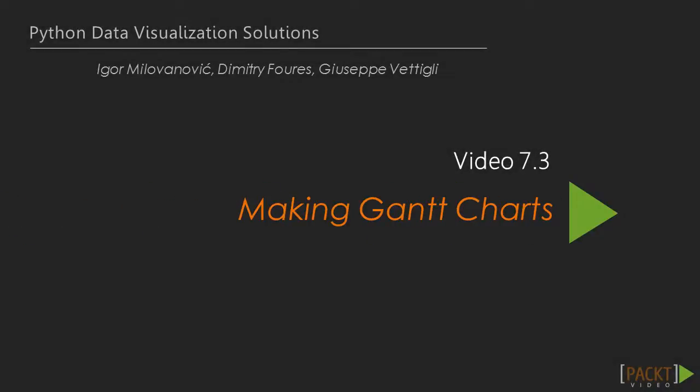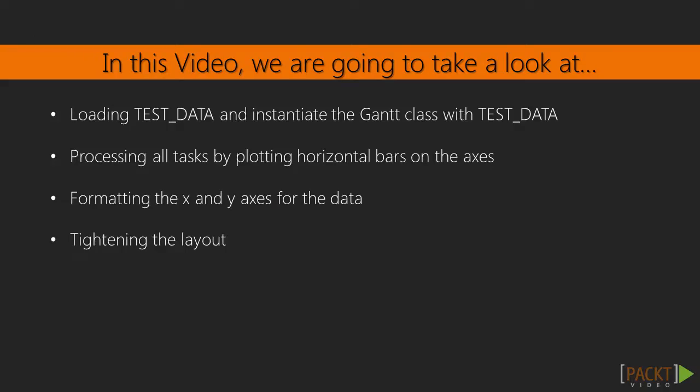We now move on to the third video of this section, making Gantt charts. In the previous video we looked at making a box and whisker plot. In this video we'll be going ahead and creating the Gantt chart using Python. We'll first load test data and then instantiate the Gantt class with test data. We'll then move on to process all tasks by plotting horizontal bars on the axes, and finally format the X and Y axis for this dataset, and we also tighten the layout.